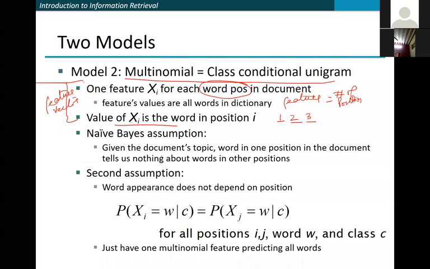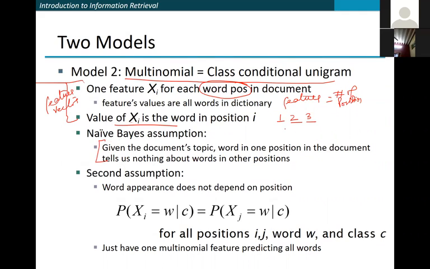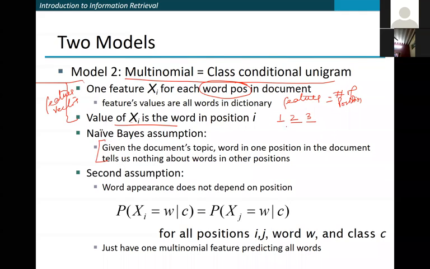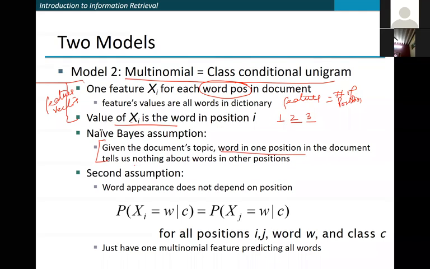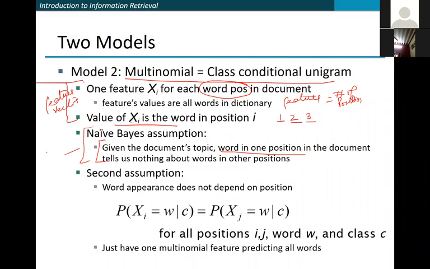And naive Bayesian assumption is given a document's topic, word in one position in the document tells us nothing about the word in other position. So because of this naive Bayesian assumption we can multiply the position probabilities, even though you know that this is not true. Word in one position in the document usually tells us about the next word. That's why, because of these things, recently deep learning has gained popularity.